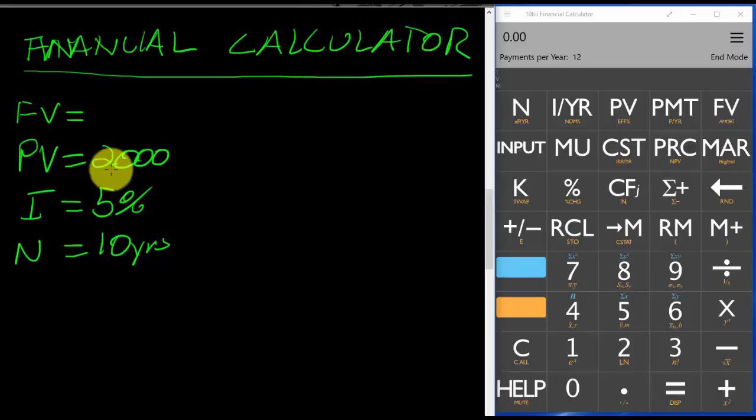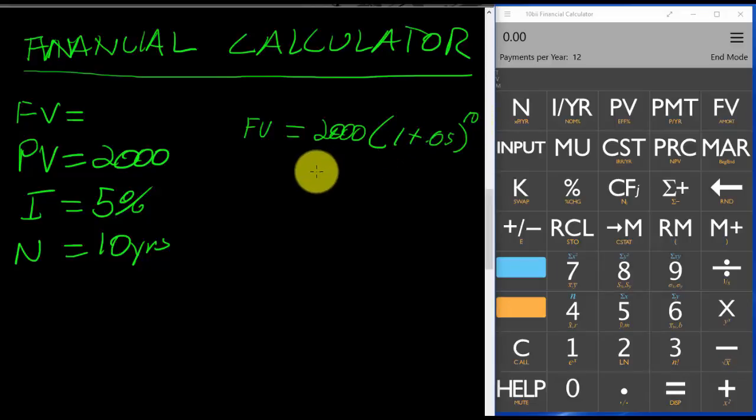So we're going to deposit $2,000 into an investment that'll give us 5% for 10 years, and we want to know what the future value is. We know from the other equations that we've done in other classes that future value is equal to 2000 times (1 plus 0.05) to the 10, which is 2000 times 1.05 to the 10.